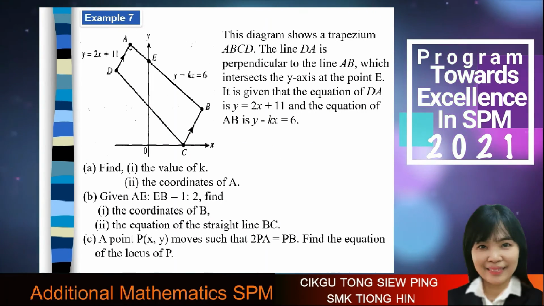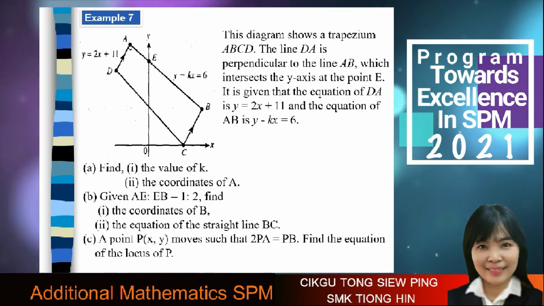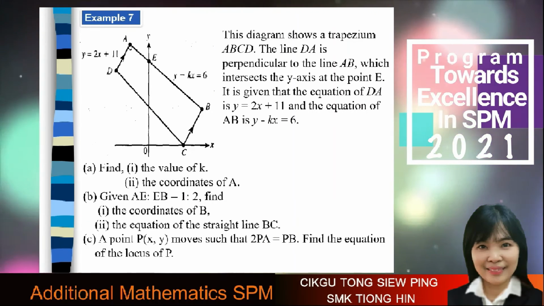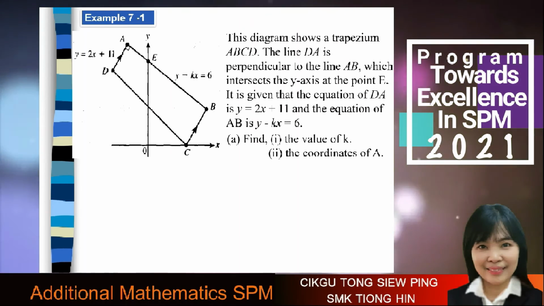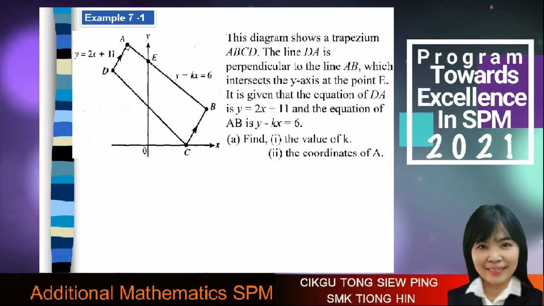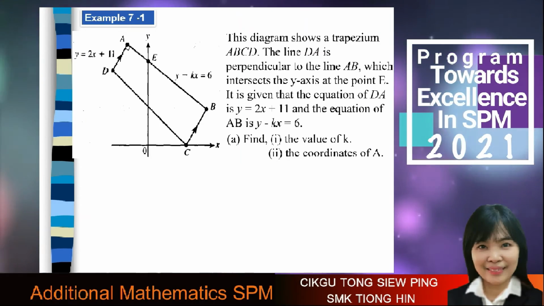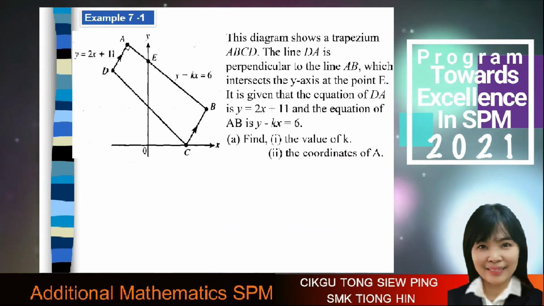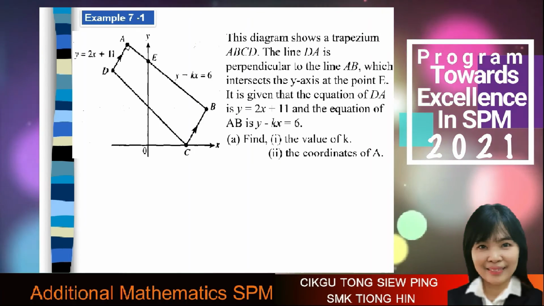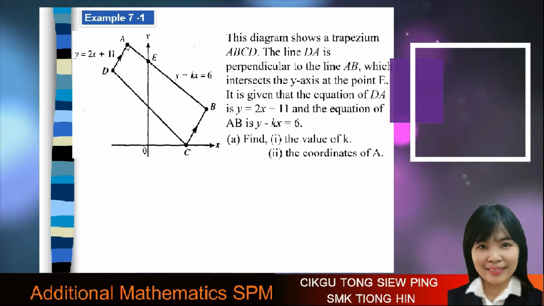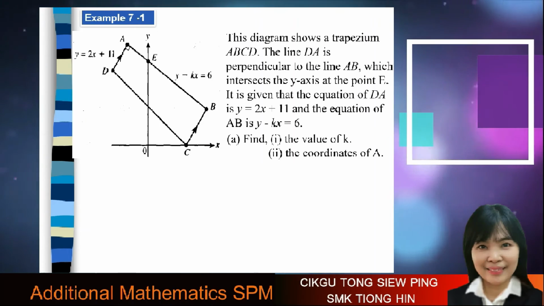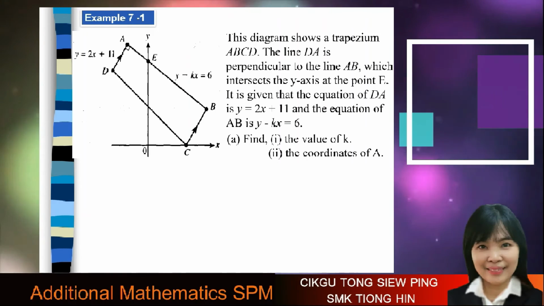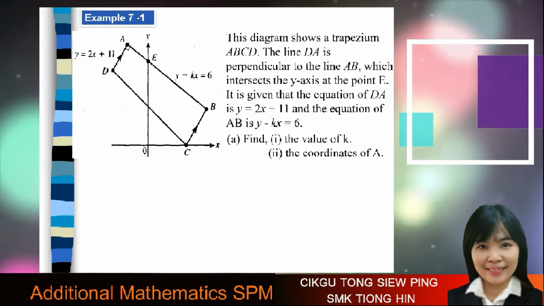Example 7 is a long question too, that consists of parts A, B, and C. Let's solve A together now. This diagram shows a trapezium ABCD. The line DA is perpendicular to the line AB, which intersects the y-axis at the point E. It's given that the equation of DA is y equal to 2x plus 11, and the equation of AB is y minus kx equal to 6. A. Find the value of k.